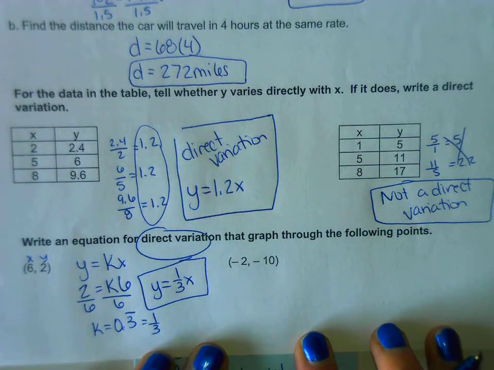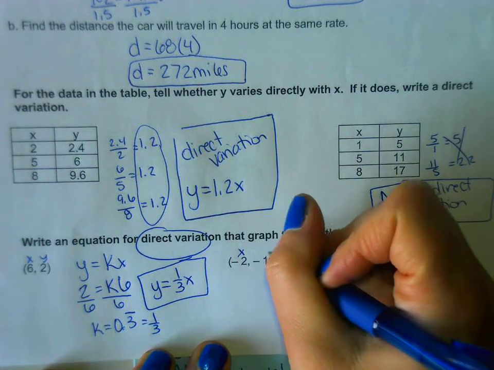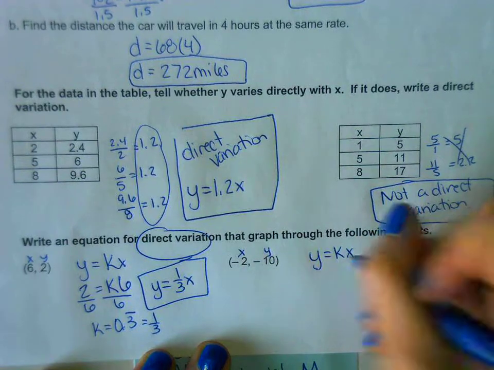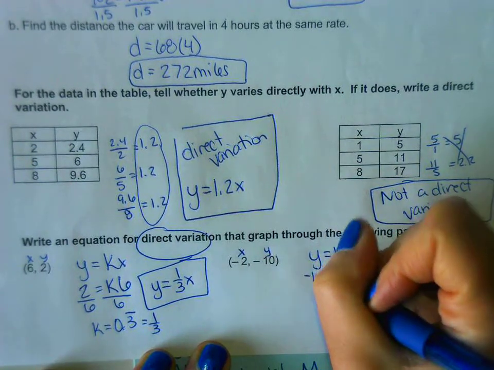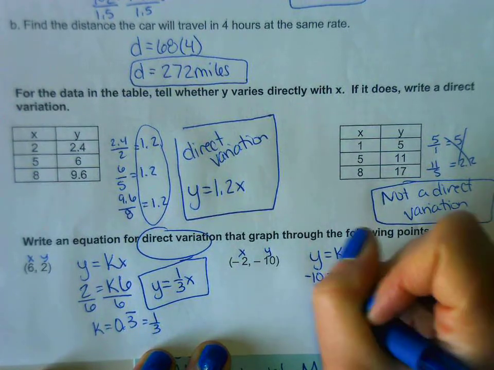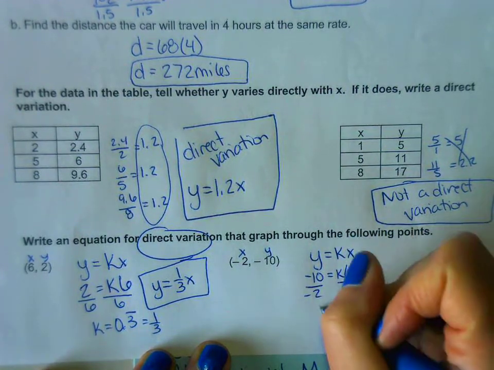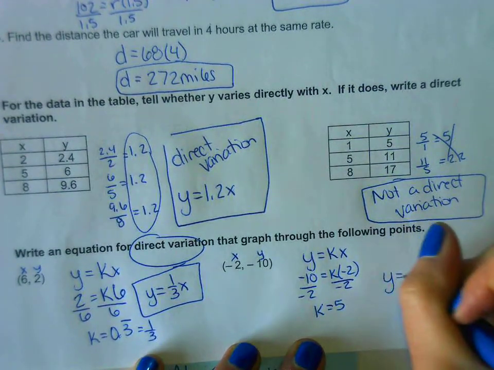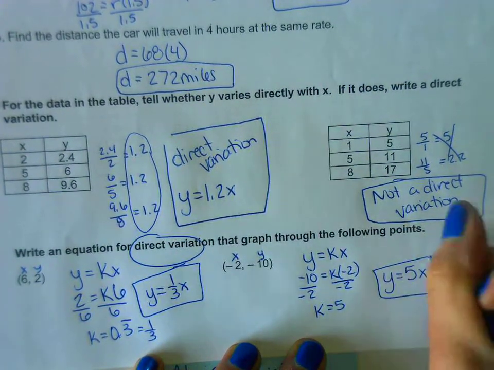So let's try this one more time. My x is -2, my y is -10. Again, using my direct variation equation, y is negative 10, my x is negative 2. So if I divide both sides, my constant is 5. When I write my equation, it's y equals 5 times x.